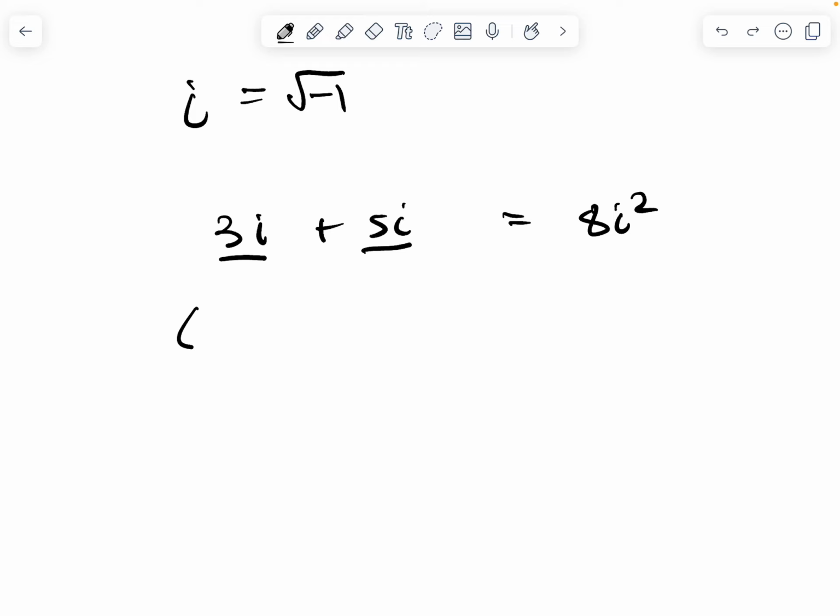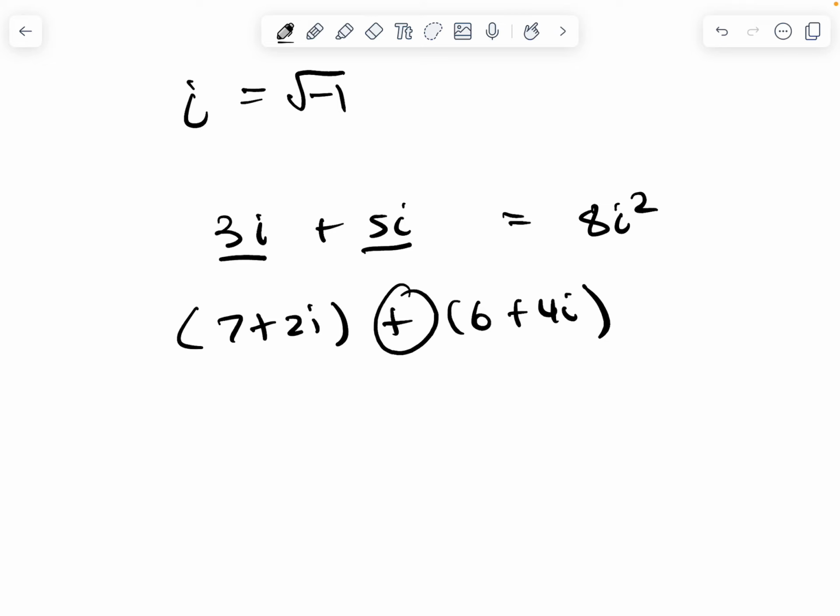Now they might try to confuse you with some parentheses in here. But really, if there's a plus in between, those parentheses are not doing anything. You can get rid of them. And now you can just think of this as 7 and 6 is 13.